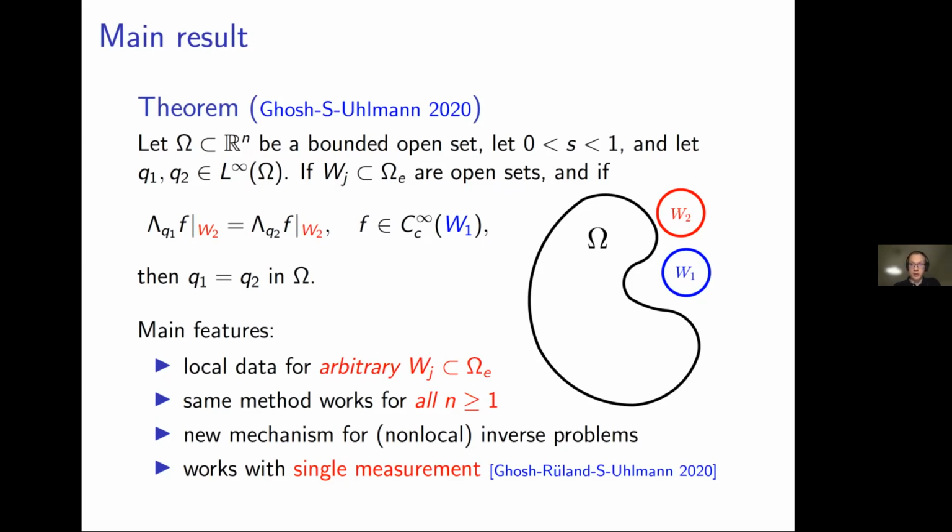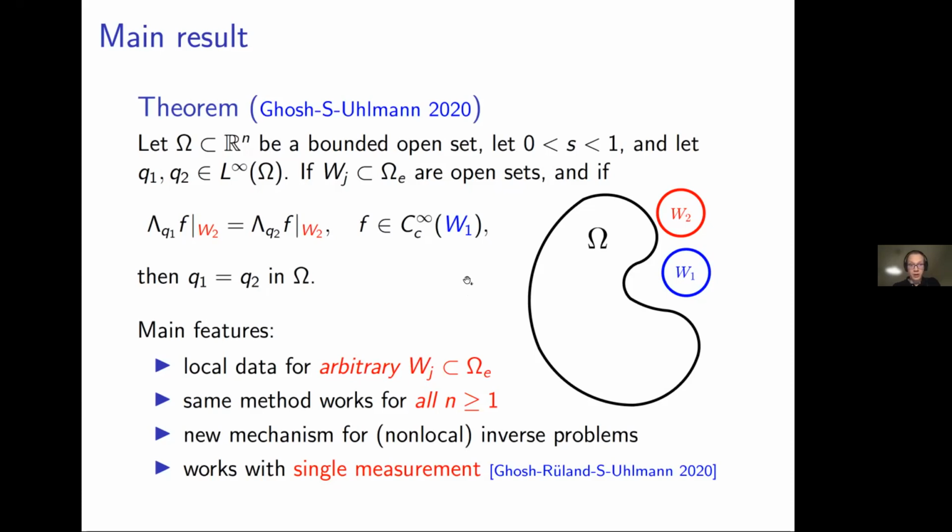So it's basically the Runge approximation property in a new form. And this even works with a single measurement. So you don't have to be able to do infinitely many measurements. You don't need to know the whole map lambda_q, but you can just fix one exterior Dirichlet data f and measure one exterior Neumann data, and that is already enough to determine the potential.